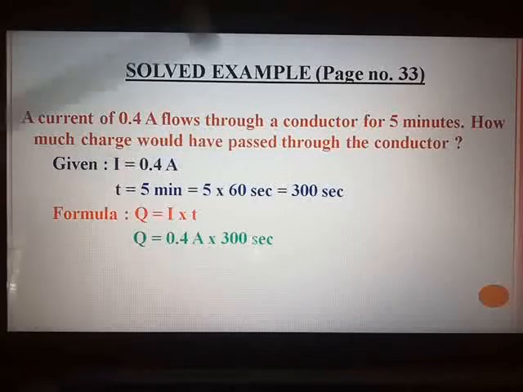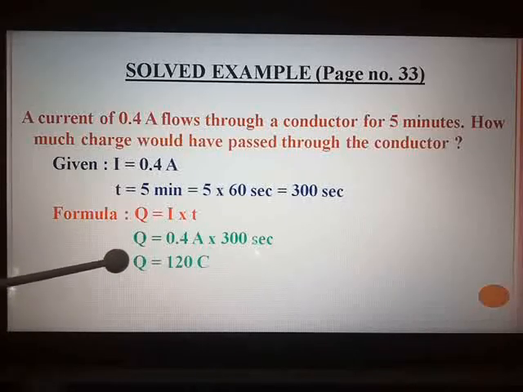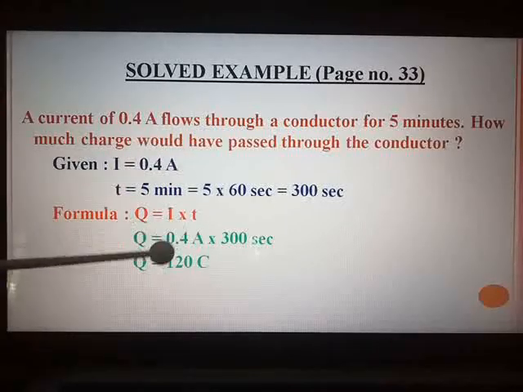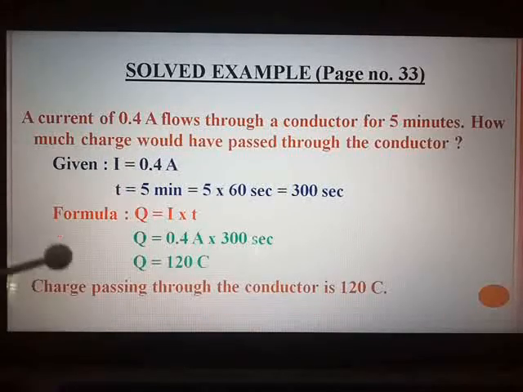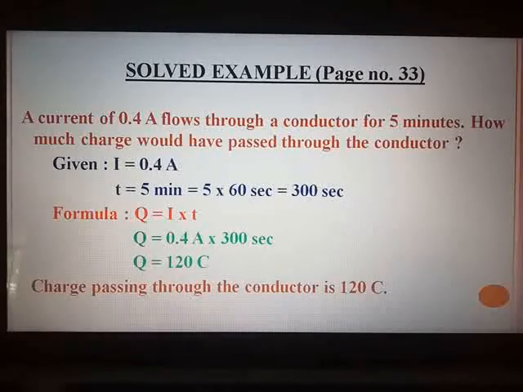In place of T, 300 seconds. When you multiply, you will get the answer 120. As it is the amount of charge, it will be in coulombs. So the amount of charge is 120 coulombs. So the charge passing through the conductor is 120 coulombs.